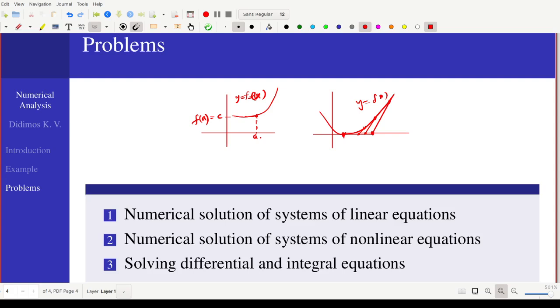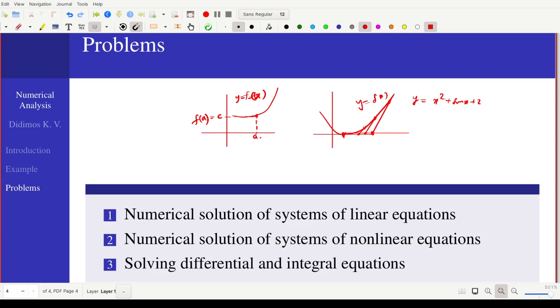And we can use numerical analysis to find the numerical solution of systems of nonlinear equations as well. If the equation is y = x^2 + sin x + 2, then still you can use this idea.